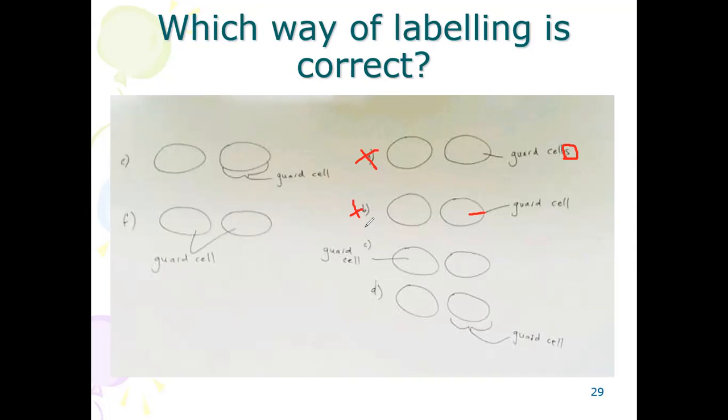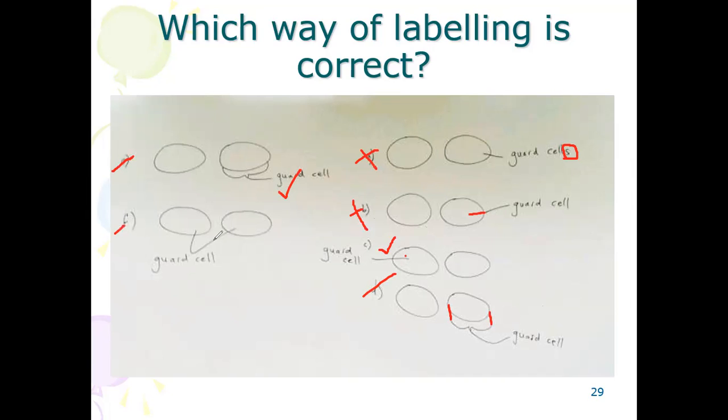B is wrong because the label line must point into the cell. C is correct. Okay, it's pointing into the cell. D is wrong. You can use a bracket to label a structure, but the bracket must touch the object that you want to label. In this case, the bracket is touching the space outside the cell, so it's wrong. So this is the correct way. If you want to use a bracket, it must touch the object.